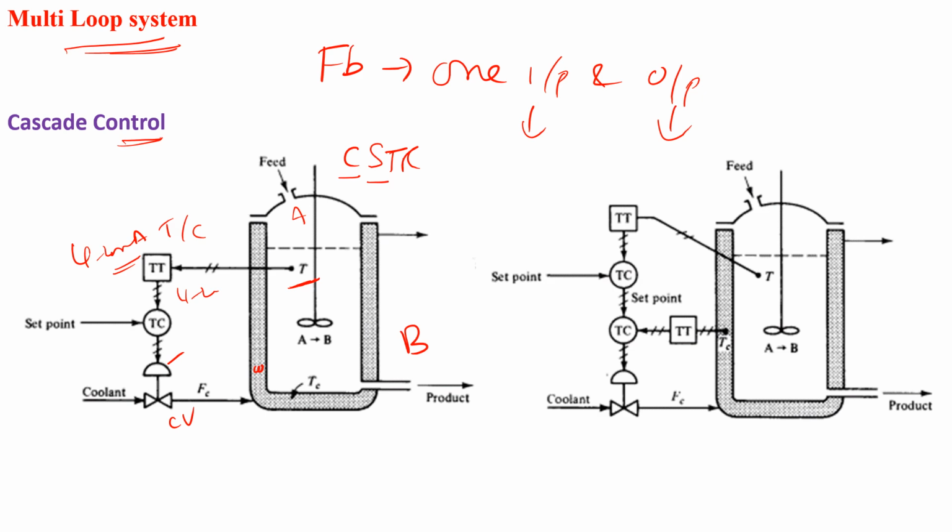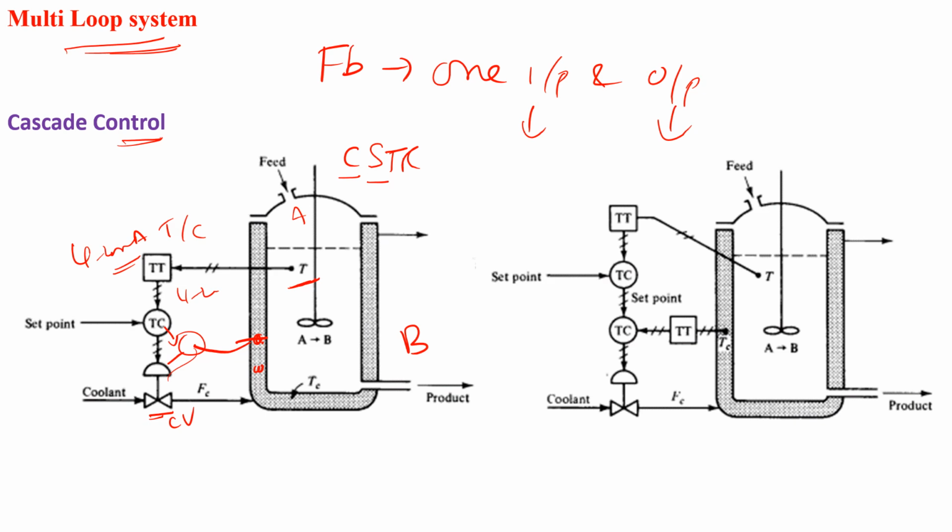It takes time. So instead, before you give a control output, let's check the current status of the coolant. What is the current temperature? That current temperature is compared with the controller's temperature. Then if you take a decision, it will be much faster compared to this. That is how cascade control works.